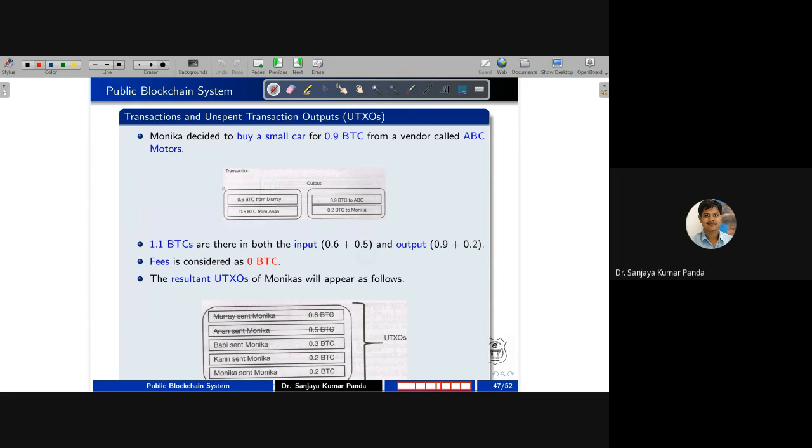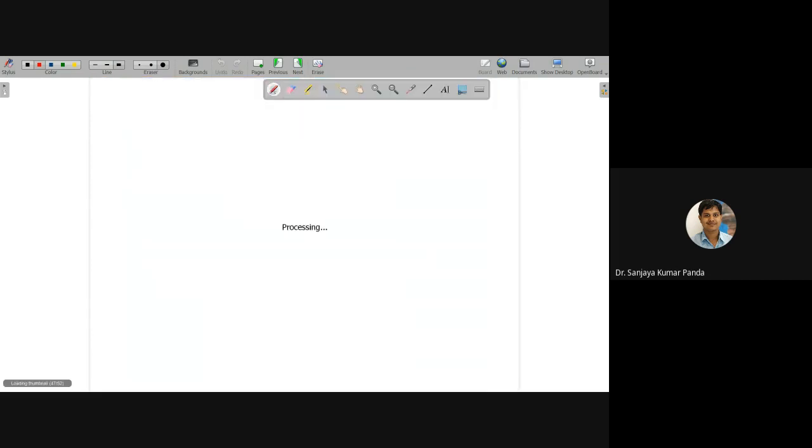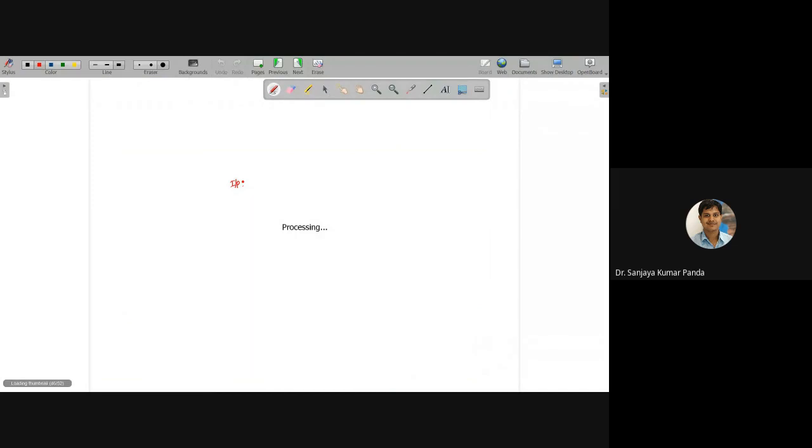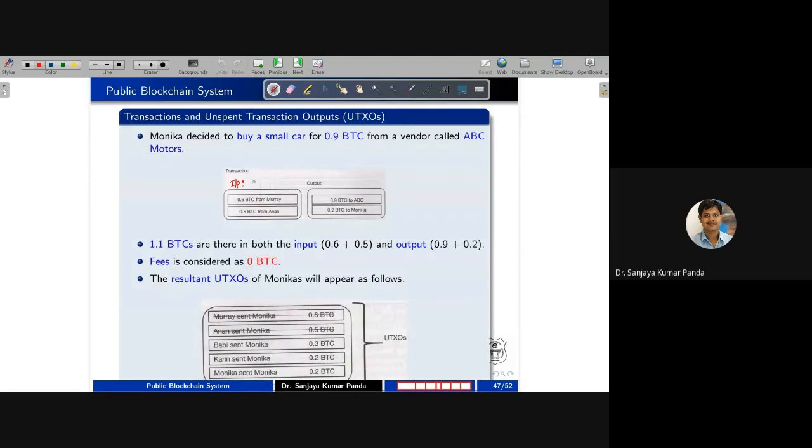So what is our input? Our input has the four transactions that we have seen in the previous slide. These are the four different transactions, right? I'm picking two transactions, and this is my input. These two, 0.6 BTC and 0.5 BTC, are my two different transactions. What is my output? My output is that I have to give 0.9 to the ABC company. Monica has to pay, right? So that is included in my output.